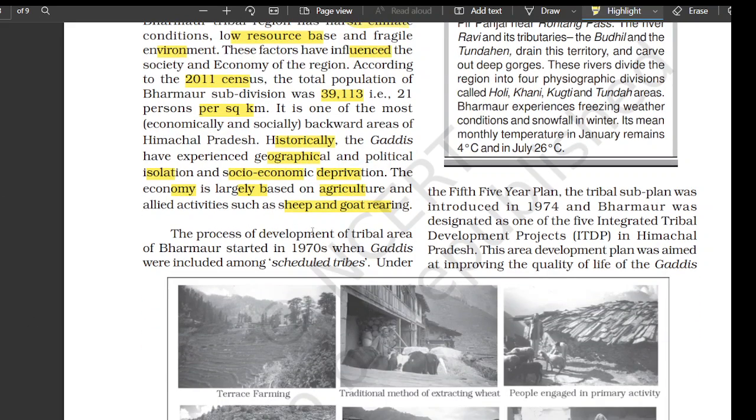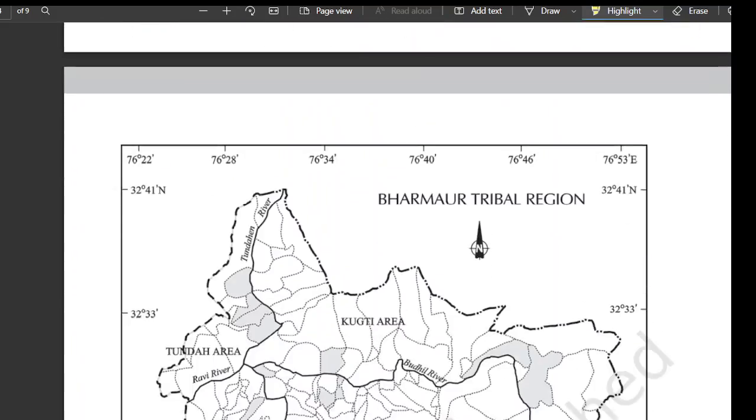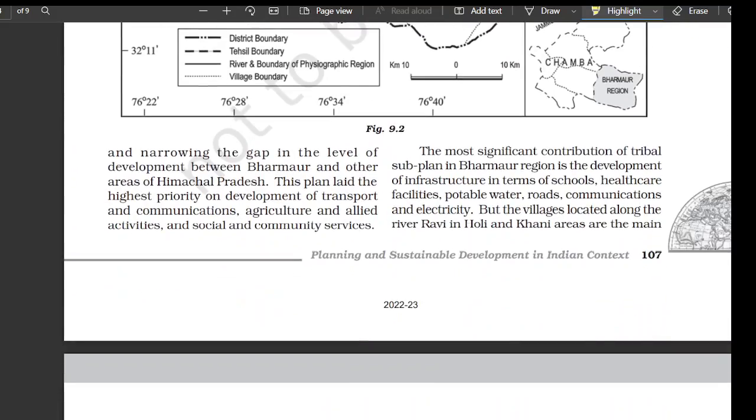The process of development of the tribal area of Bharmor started in the 1970s when the Gaddis were included among scheduled tribes. Under the fifth five-year plan, the tribal subplan was introduced in 1974 and Bharmor was designated as one of the five integrated tribal development projects, ITDP, in Himachal Pradesh. This area development plan aimed at improving the quality of life of the Gaddis and narrowing the gap in the level of development between Bharmor and other areas of Himachal Pradesh.